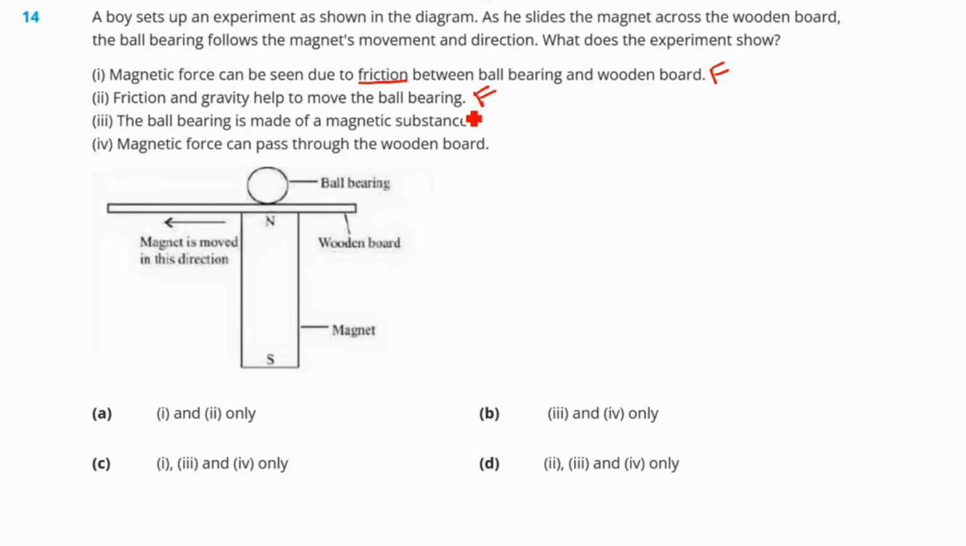Option 3 says the ball bearing is made of a magnetic substance. Yes, the ball follows the magnet because it is made up of a magnetic material. So it is attracted to the magnet. So this is a correct statement. And the fourth statement says magnetic force can pass through the wooden board. Yes, magnetic field can penetrate non-magnetic material like wood. So the magnet attracts the ball through the wooden board. So this is also true. So our true statements are 3 and 4. So our correct answer is option number B.